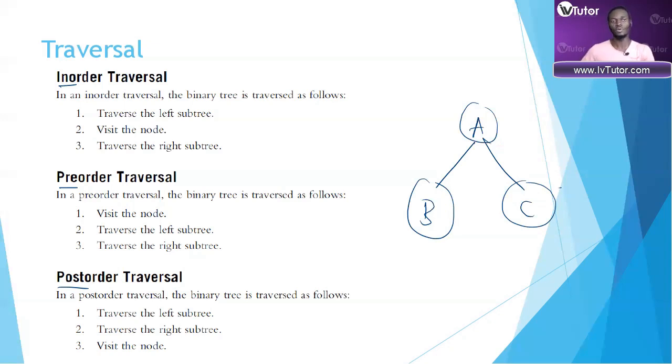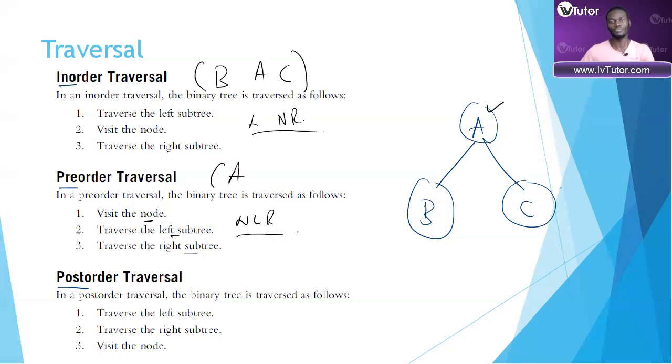So in this case, in-order traversal would be B, then A, then C. You just do it in order: left, node, right. And then pre-order, you start with the node, then you go left, then you go right. In other words, it's node, left, right. So in this case, you start with A, then you go to B, then you go to C, because you start with the node, then visit the left, then the right.